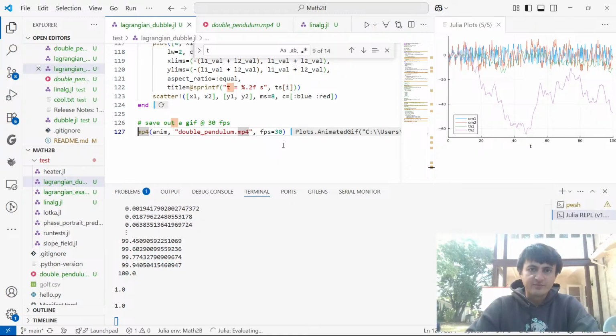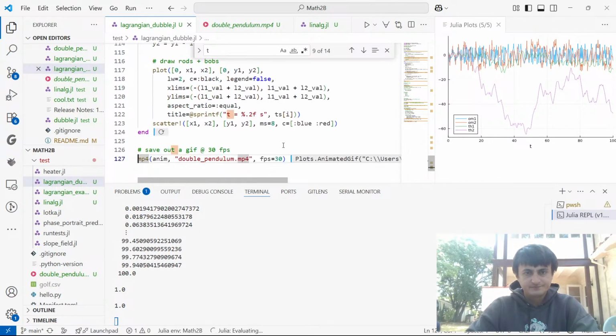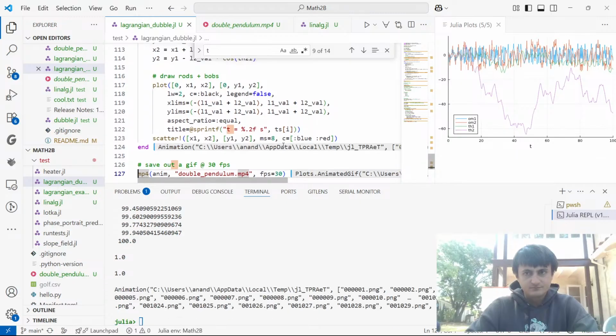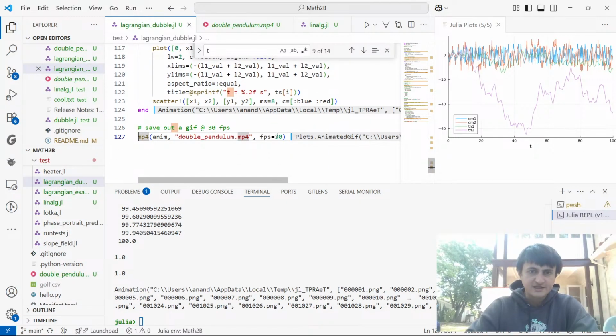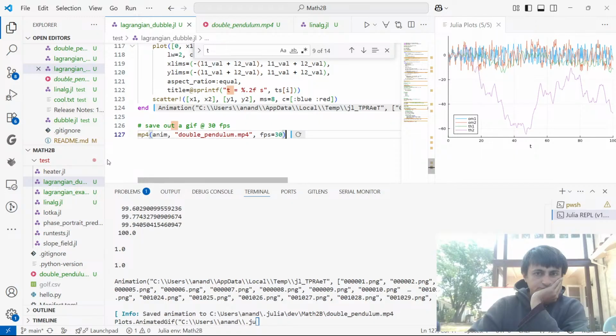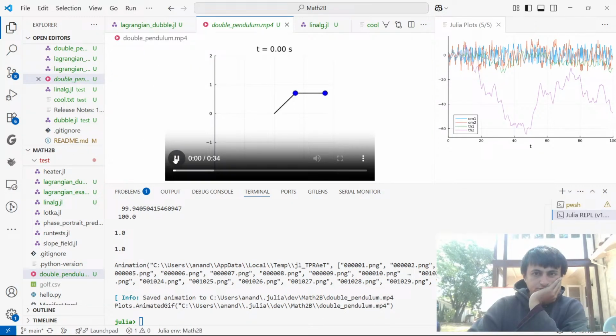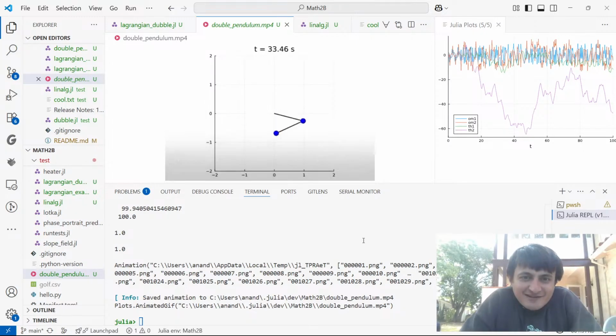It's because it's making each frame or something. I don't know. Oh, I guess 1,000 frames. It's kind of a lot. Does it look right? No, this doesn't look right. Yeah, there's something weird going on.